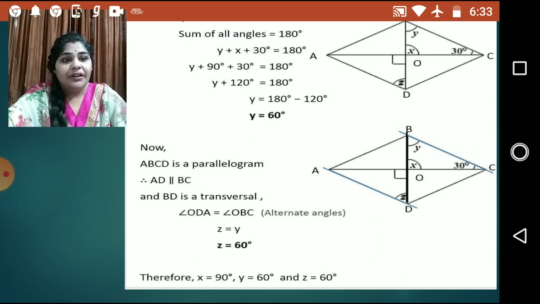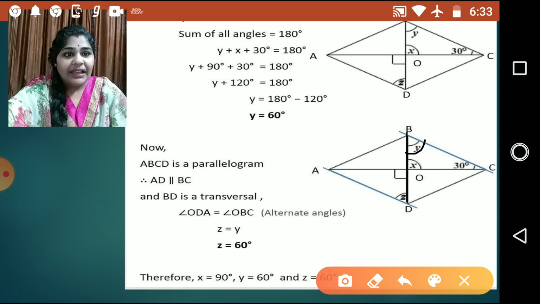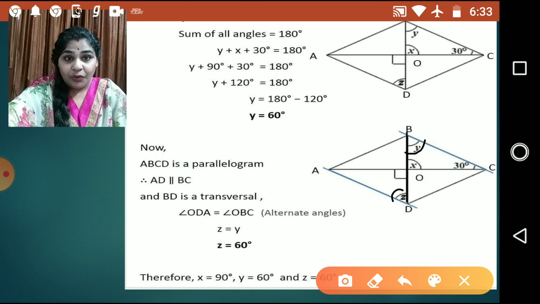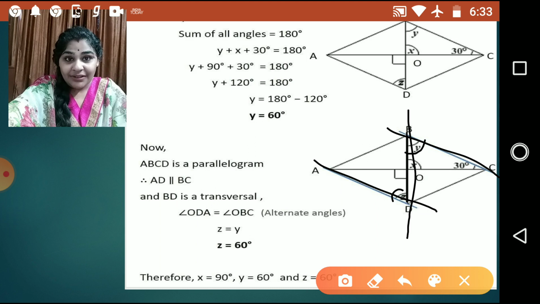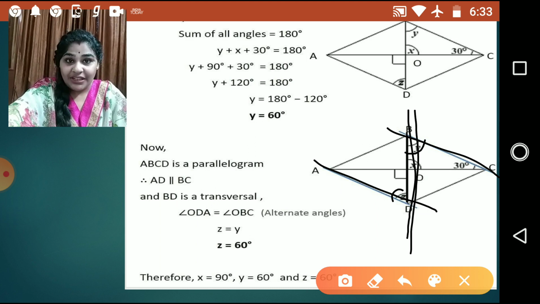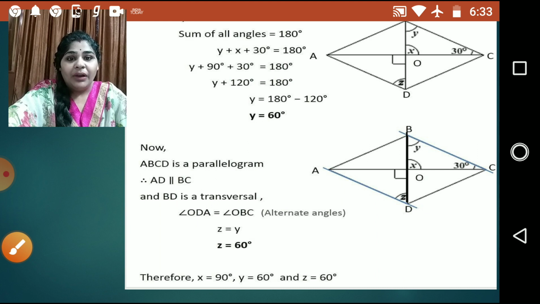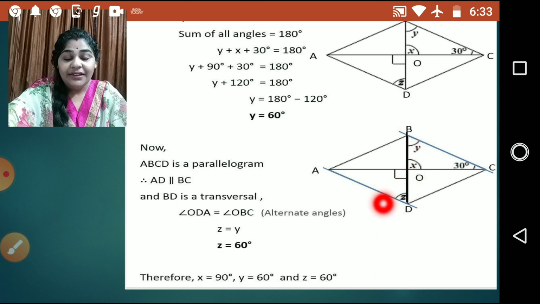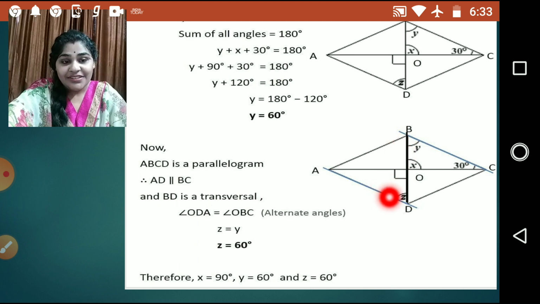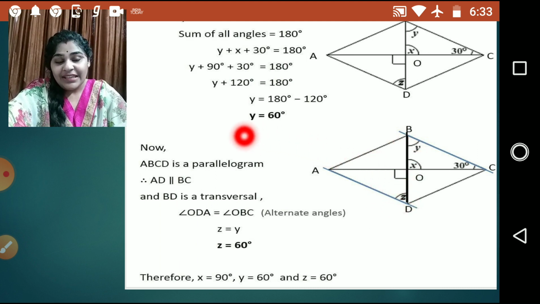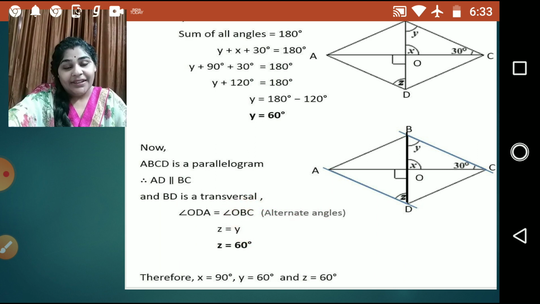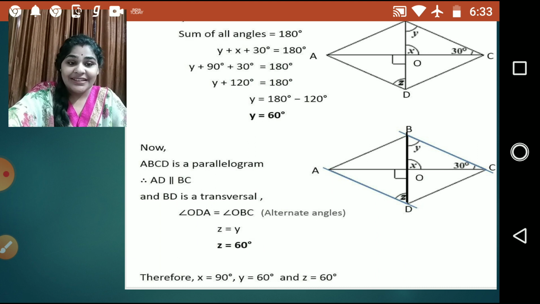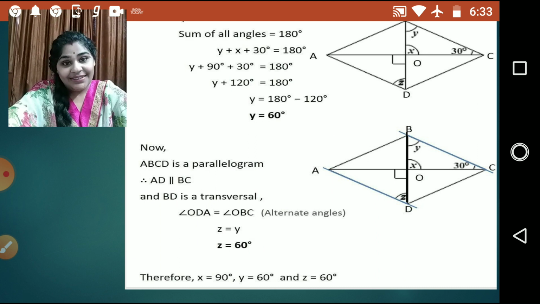Now if you see the figure, here angle Y and angle Z are formed by a transversal BD for the parallel lines BC and AD. So these two are parallel lines, right? And BD is a transversal, and angle Y and angle Z are forming alternate angles. So alternate angles are equal. So since angle Y is 60 degrees, angle Z is also 60 degrees. Hence angle X is 90 degrees, angle Y is 60 degrees, and angle Z is 60 degrees.